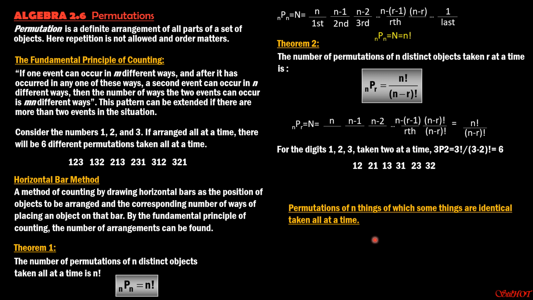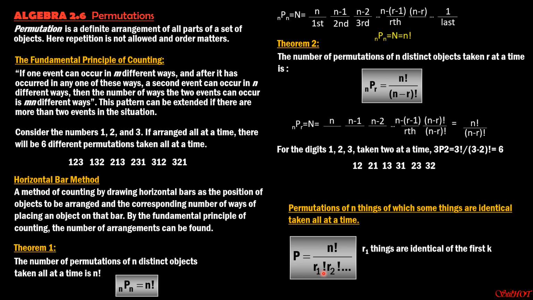So the formula is n factorial over the quantity r1 factorial, r2 factorial, dot, dot, dot, where r1 is the number of identical objects of the first kind, r2 is the number of things that are identical of the second kind. If there is another kind, then that will extend to r3 factorial, and so on and so forth, depending on the number of identical things.